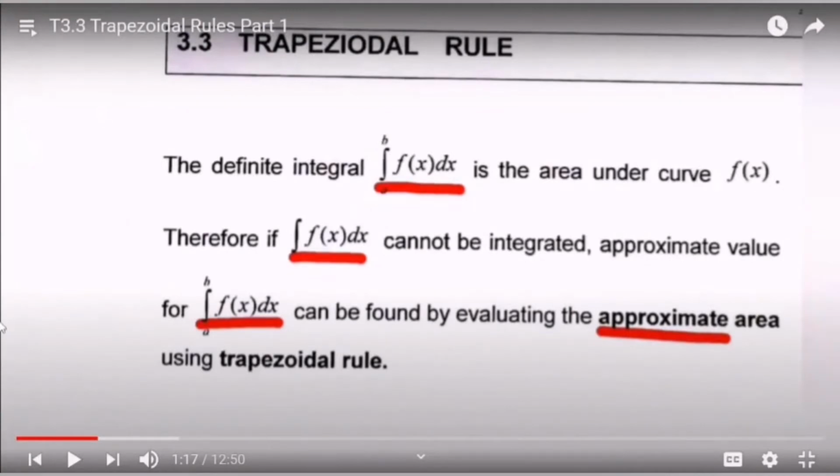Okay, so di sini kalau you jumpa trapezoidal rule, maksudnya apa? Trapezium. Okay, trapezium. So topik ini diguna untuk cari area. Okay, cari area. So approximate maksudnya anggaran, estimate. So is this an exact area? So the answer is no, just to approximate area.